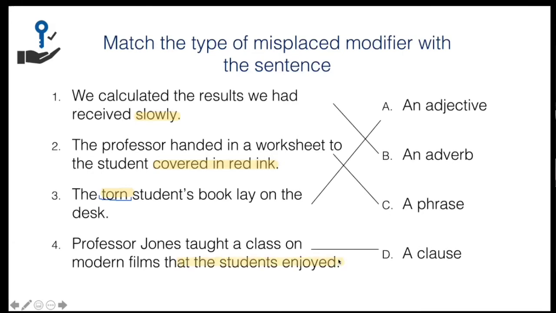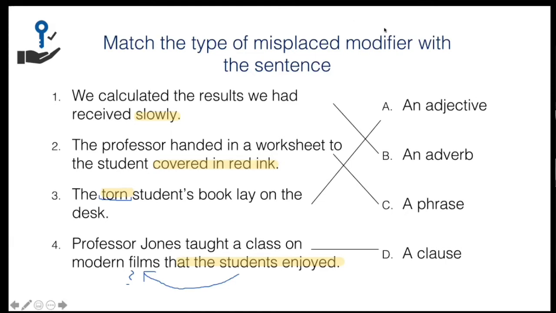That the students enjoyed. What's wrong with the last one? Why is it misplaced? Were they enjoying the films or the class, right? And again, it might be both, but here we suppose that it was a class, so it's in the wrong position then. Sometimes when you look at a sentence, you understand that this modifier can be for two things, but then a reader keeps asking, what did the author mean, right? So again, we need to make sure that we put it in a position where it's non-ambiguous.